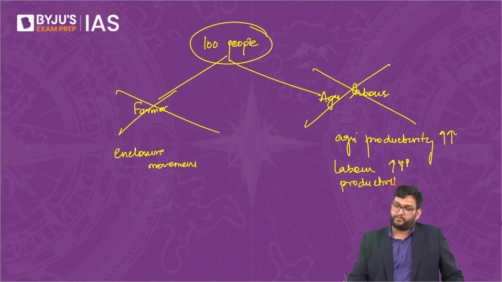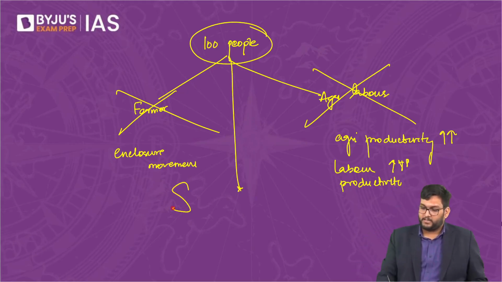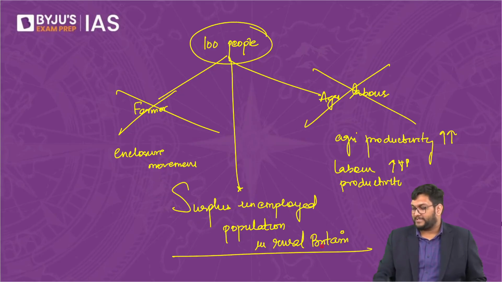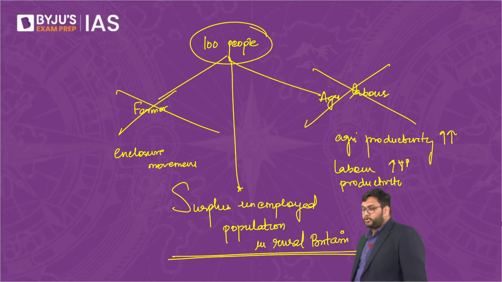Now do you get the pretext of these 100 people being surplus, unemployed population in rural Britain? Now do you get it from where that labor movement is going to come?